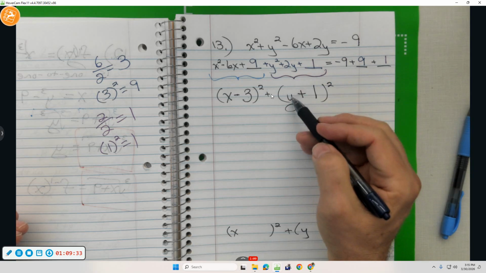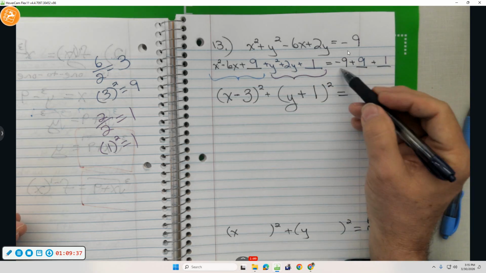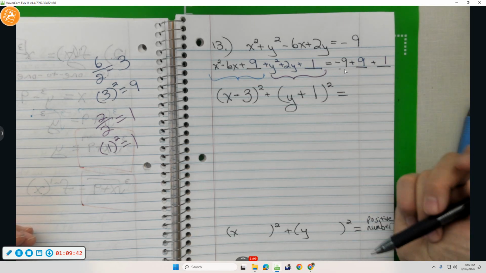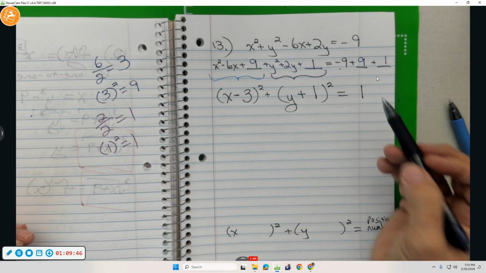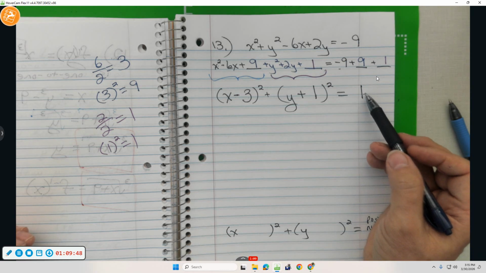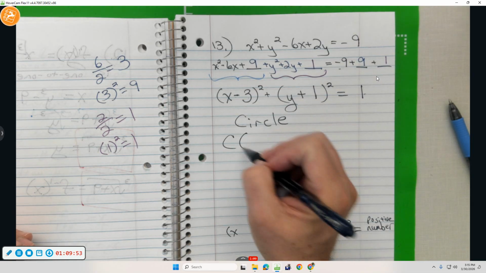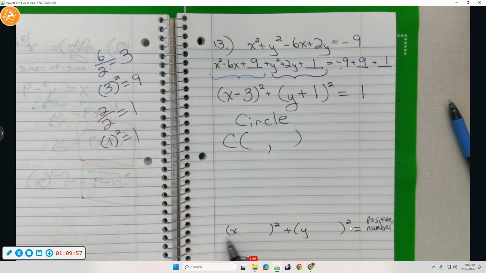Variable, sign, half of that number. And over here I have a negative 9 plus 9, that's gone. What are we left with? Just a 1. That's a positive number on the right, so we do have a circle. What's the center of the circle? Oh, notice we got it in the form we needed. The parentheses with the x squared plus the parentheses with the y squared equals a positive number.